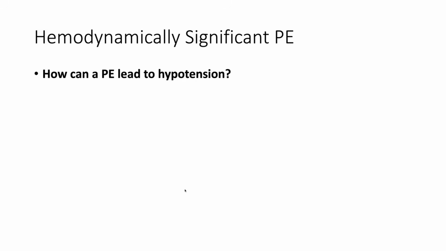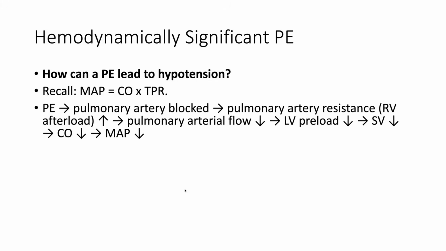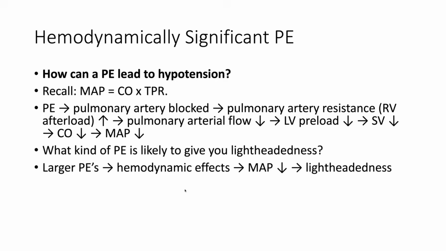Perfusion pressure. Yeah, cerebral perfusion pressure. The cerebral perfusion pressure equals MAP minus ICP. Because your MAP is decreased, your cerebral perfusion pressure is decreased. Exactly. In other words, larger PEs are more likely to give you hemodynamic effects that drop your MAP, and it's that decrease in MAP which is ultimately decreasing your cerebral perfusion pressure. And that's where you're lightheaded.